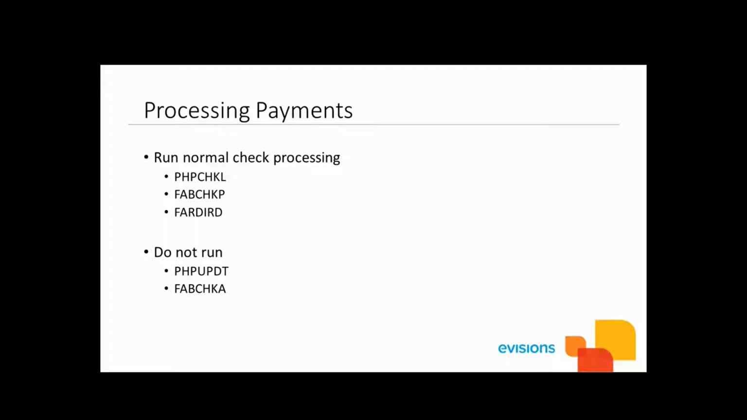Prior to entering the Process Pending menu, a normal check processing would need to be completed for your payments to be ready to print. These processes include the PHP checkle, FabCheckP, and FARTERed. These processes are modified from the Illusion baseline versions to be able to appear in IntelleCheck. So if you run the Illusion baseline version of these processes, they will not appear in IntelleCheck.